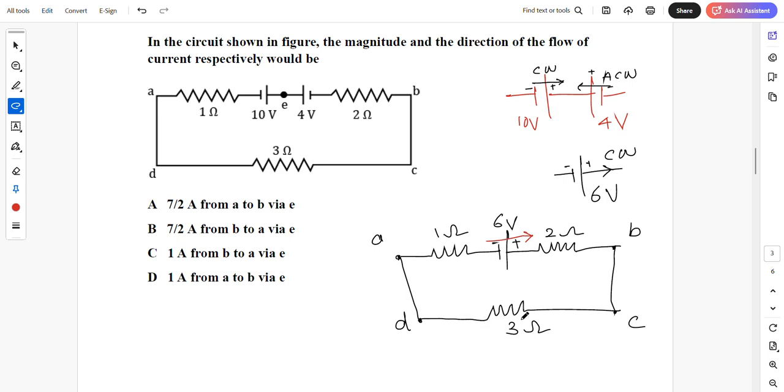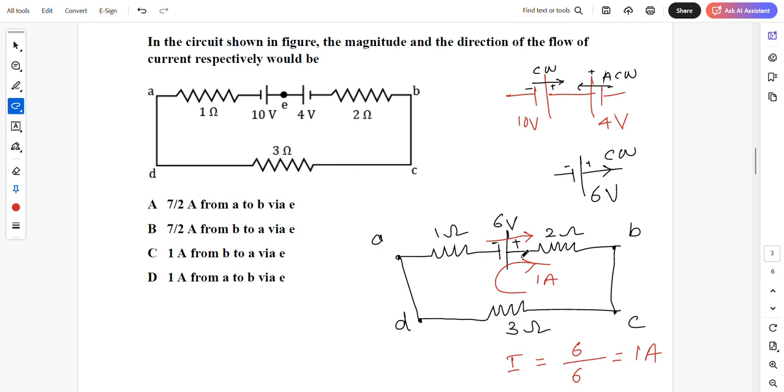The battery is 6 volts. I is equal to V by R. How much is V? 6. And R is 3 plus 2, 5 plus 1, which is 6. That is equal to 1 ampere. So 1 ampere of current will be flowing from A to B. The current flows in the clockwise direction, from A to B via E.